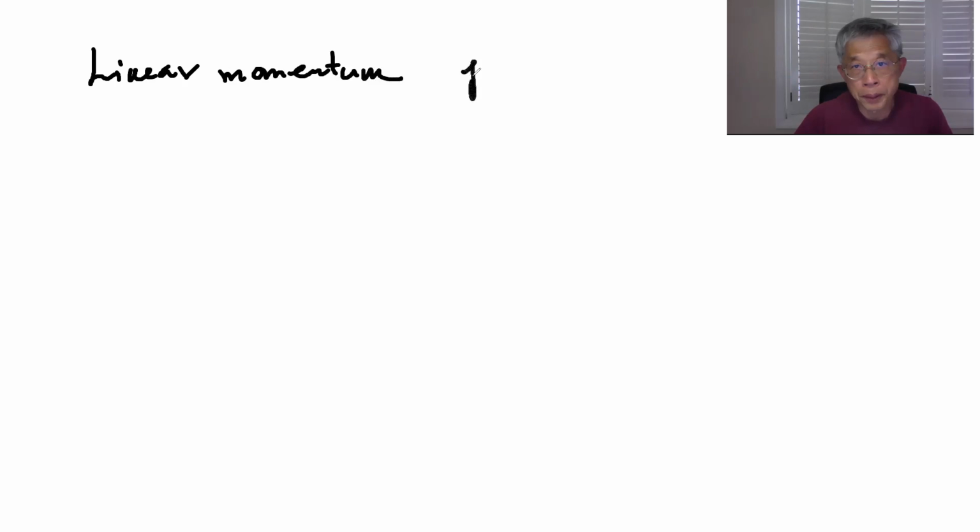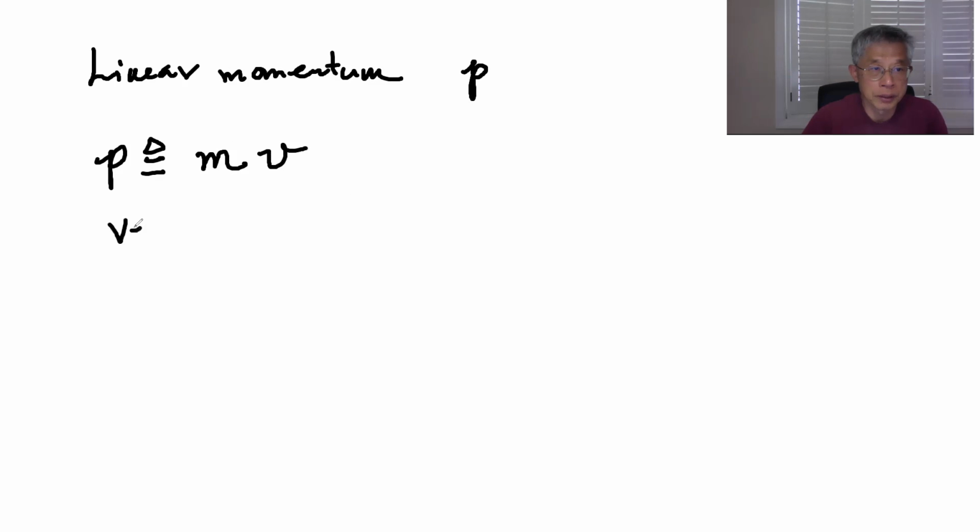So it's a small p. Okay. So linear momentum, small p, is defined as mass times velocity. So this is the vector. It is the vector. And the unit is kg meter per second, just like that.